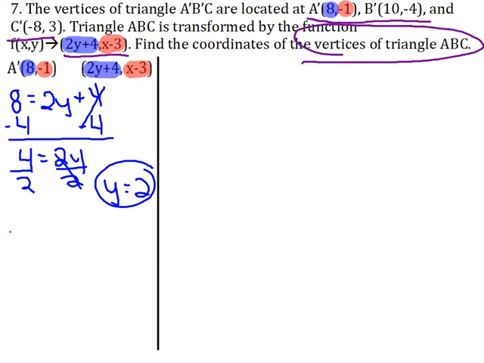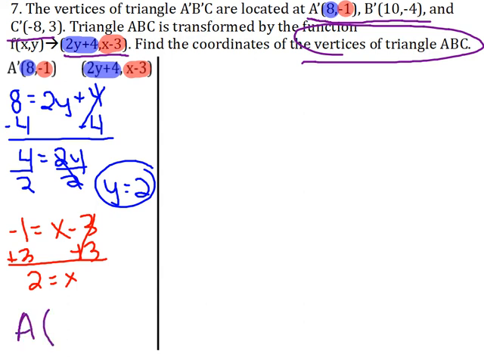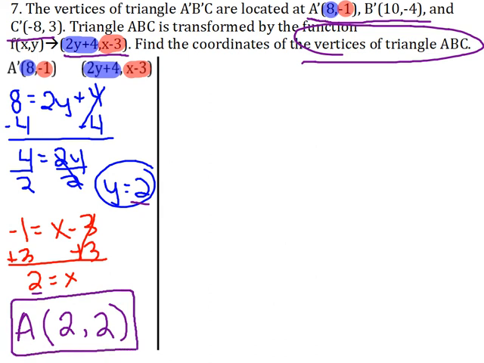Then we're going to solve our red. Negative 1 is equal to x minus 3. I'm going to add 3. 3 take away 1 is 2. That is my x. So now to go from A prime, we were looking for our original A value, so our A point for our original pre-image domain value for A prime is 2 for the x, and now 2 for the y. So that is the A coordinate of the triangle ABC.